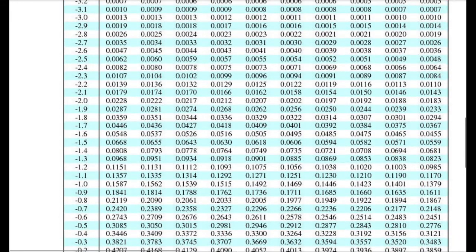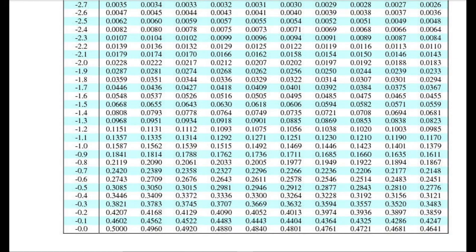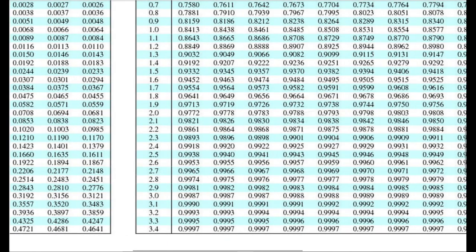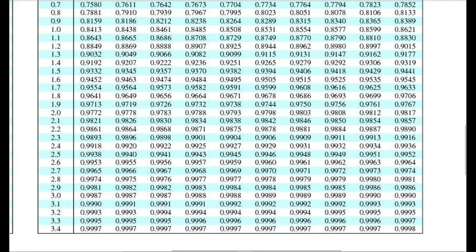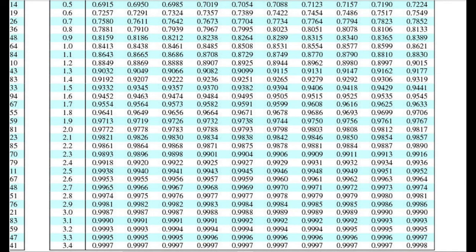So right now these areas are very small, so we probably don't want to look on this side of the table. So let's scroll over to the right side. We want to get as close to 0.9000 as possible. And it looks like the closest area to 0.9000 is 0.8997. Can you see that? 0.8997. And now you're going to find the z-score that corresponds to that.